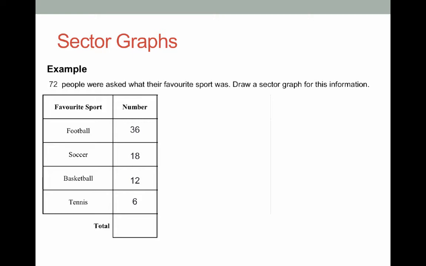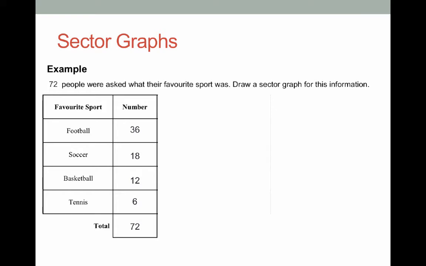Now, I've already started a table. Here you notice that I've got the four sports: football, soccer, basketball, and tennis. And here I have the amounts: 36, 18, 12, and 6. The first thing I would do is just make sure that those numbers do indeed add up to 72, which they do. That means that all the numbers and all the people are accounted for.